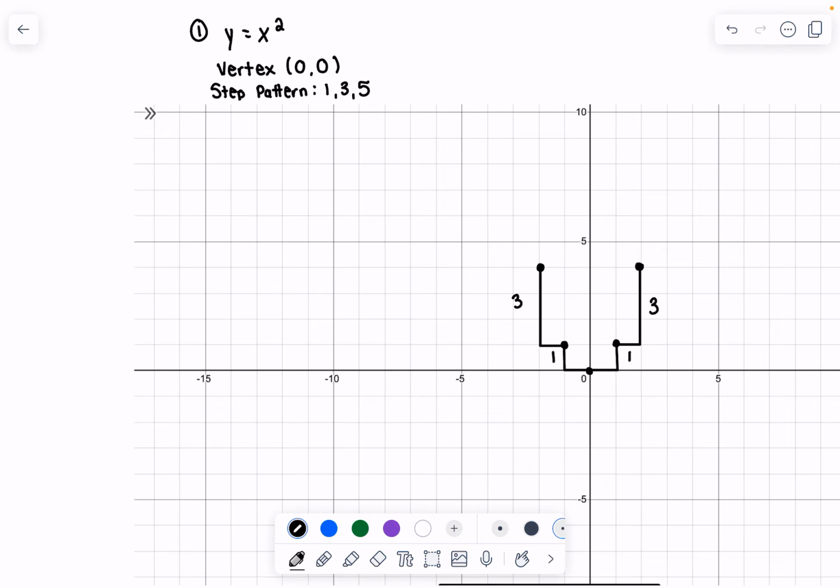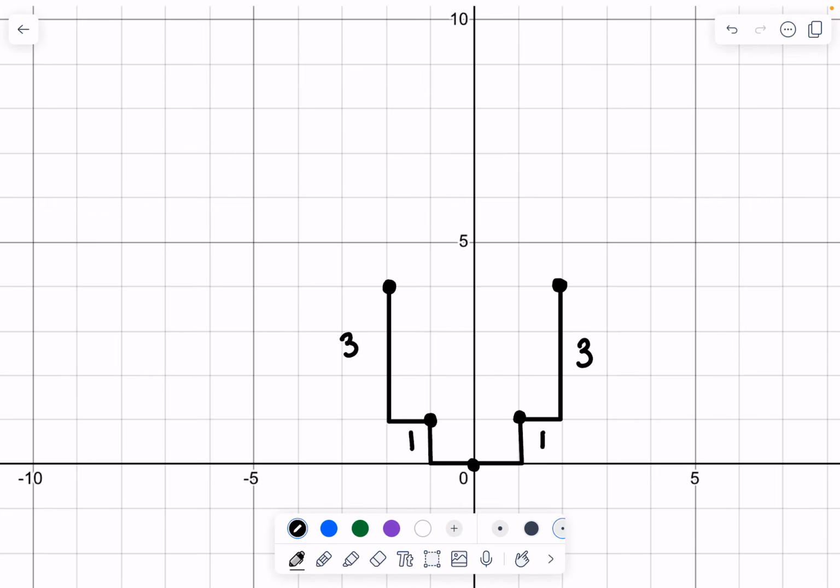Last step is our step of 5. So exact same thing. We're going to go over by 1, and we're going to go up by 1, 2, 3, 4, 5. Same thing. I'm going to go over and up.